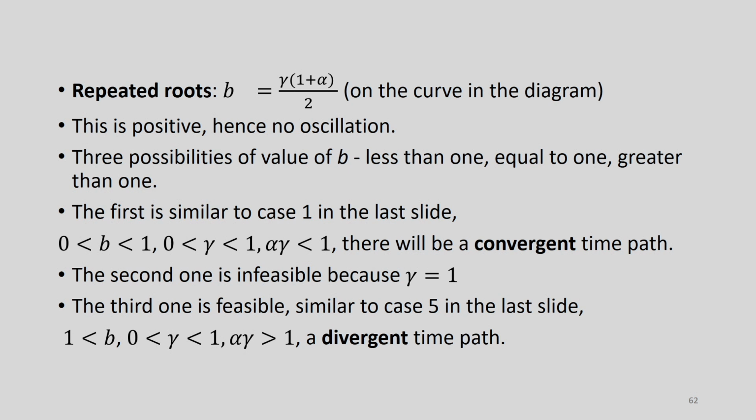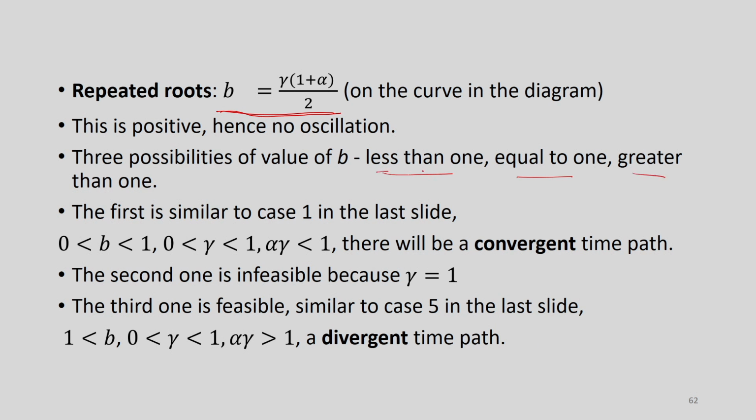Now, we come to the repeated roots case. Now, in the repeated roots, what is the root? Root is equal to gamma multiplied by 1 plus alpha divided by 2, and that basically means we are on the curve. We are neither above the curve nor below the curve, and the root is positive. So, there is no oscillation. Now, there are three possible values of the root: less than 1, where there will be convergence in this case, equal to 1, and greater than 1.